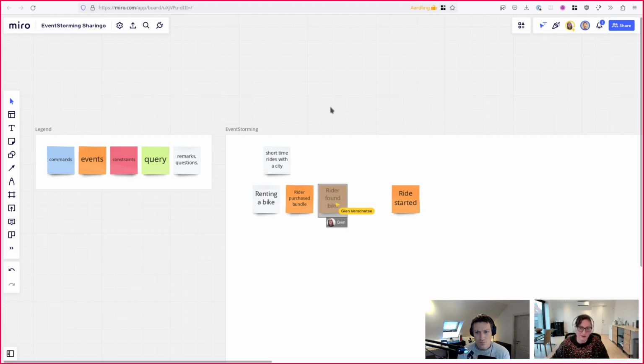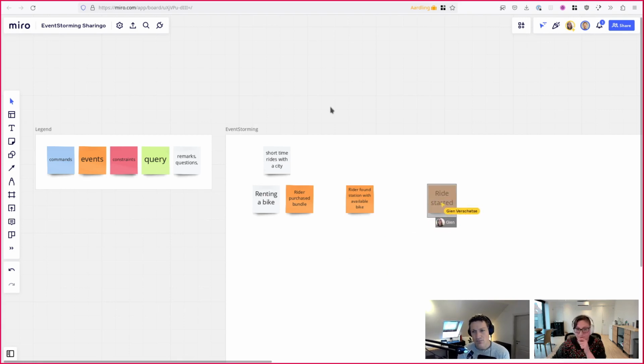So rider found bike. Well, they don't really find a bike. I would say they find a station with an available bike, because all our bikes are the same. So it's not that they can pick one specific bike. They say, I want to start. They start the ride at the station. Yeah. Okay. That seems okay.